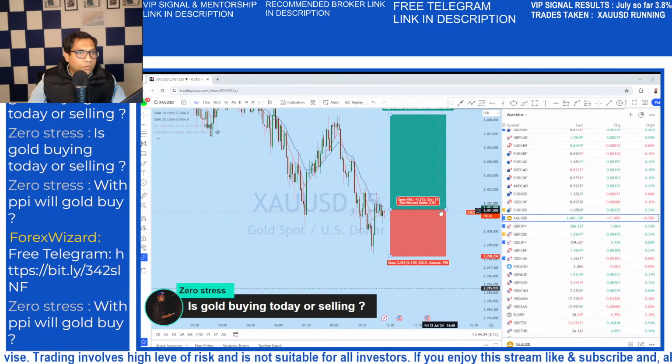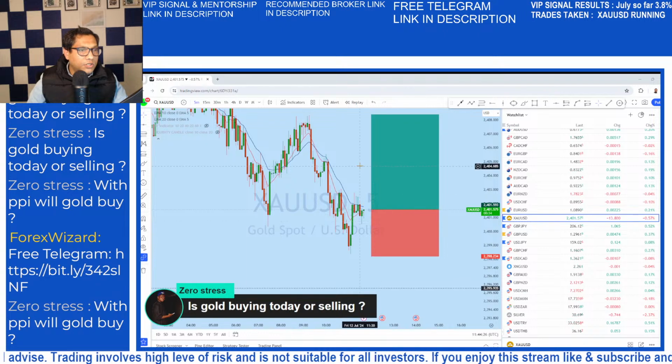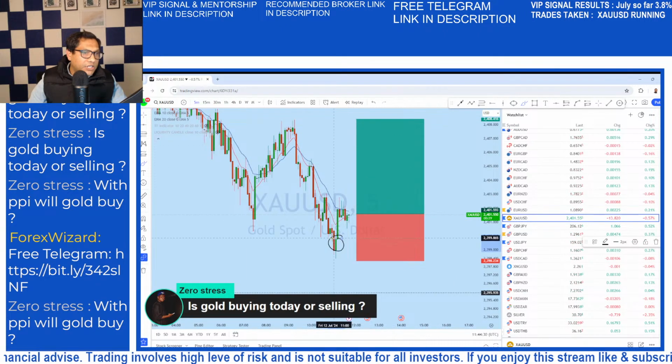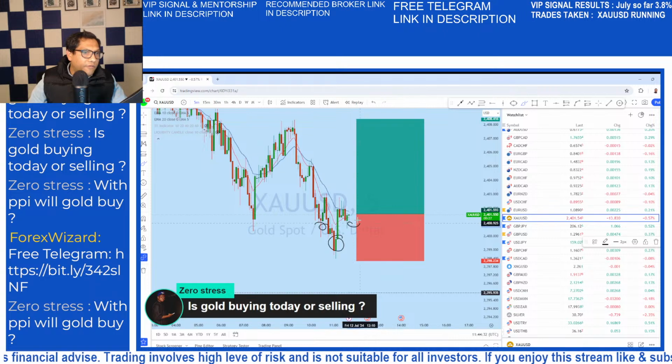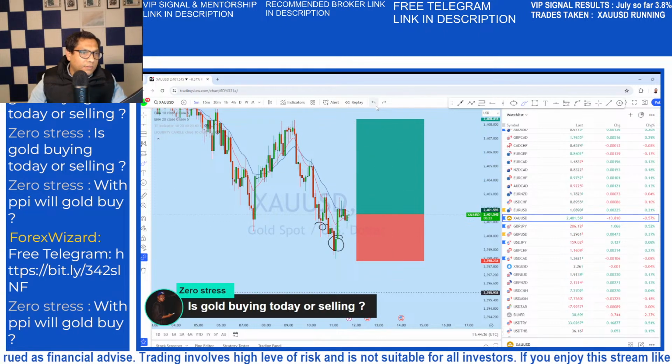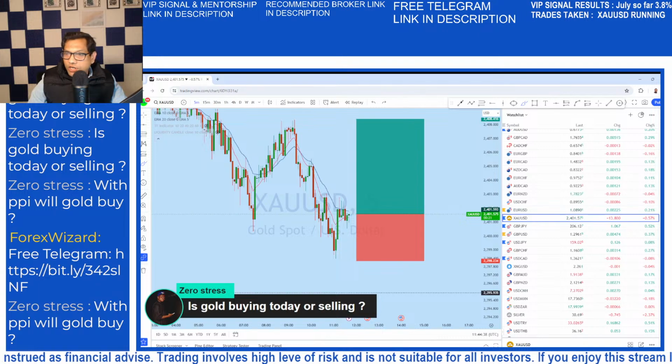Okay, so with the PPI, we see the price action primarily on gold on the 5 minutes. For me, I think we should be able to see some kind of rejection here. So you are long on gold.